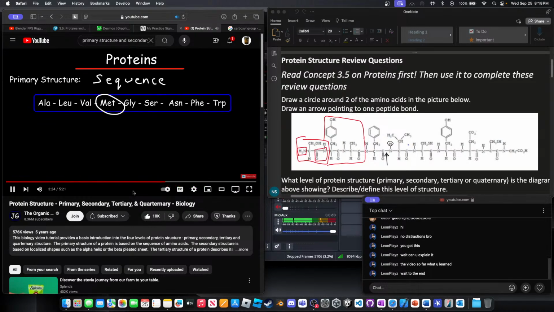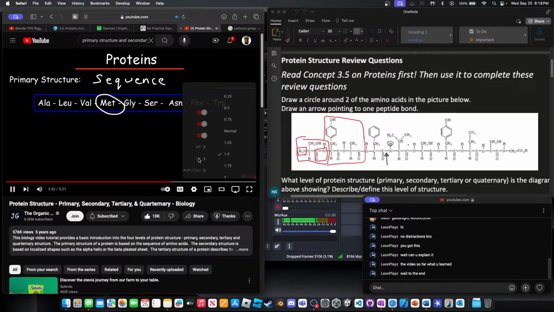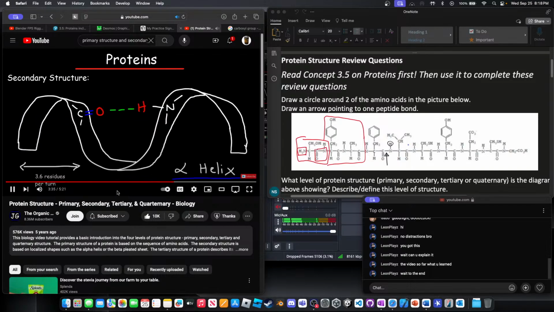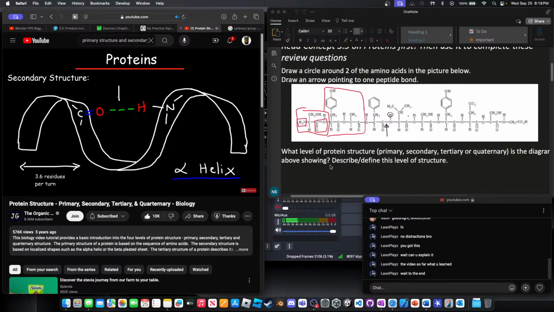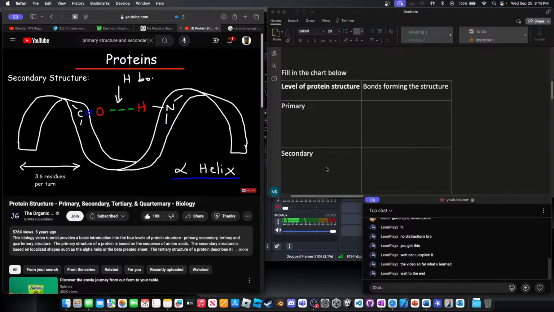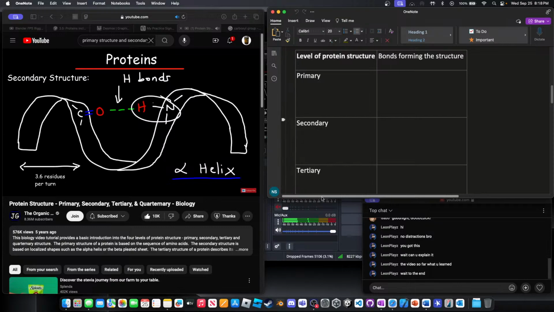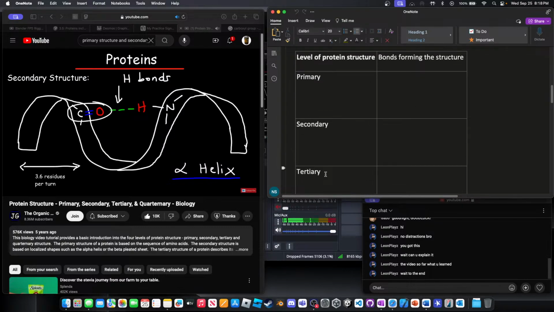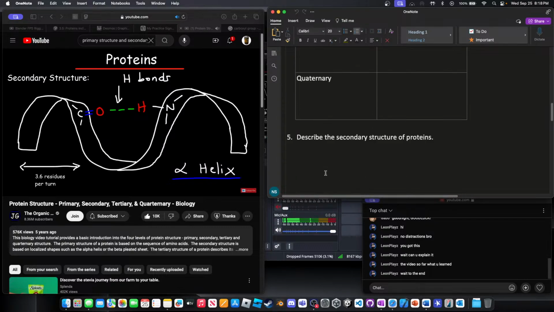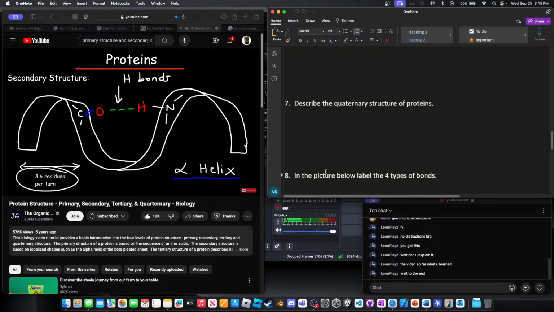If you replace one amino acid, it will completely change the shape of the protein. So the shape and its function is primarily determined by the sequence of amino acids. The secondary structure describes the localized shape of a protein, and there's 2 of them that you need to be familiar with: the alpha helix and the beta pleated sheet. In the alpha helix, you can see that it's stabilized by hydrogen bonds. The NH group of one amino acid interacts with the carbonyl group of another amino acid, and each turn contains about 3.6 amino acid residues.